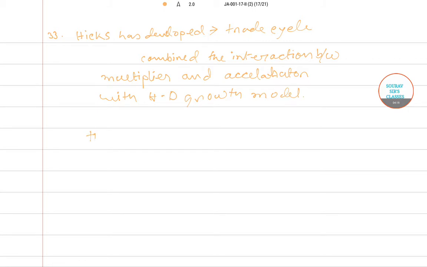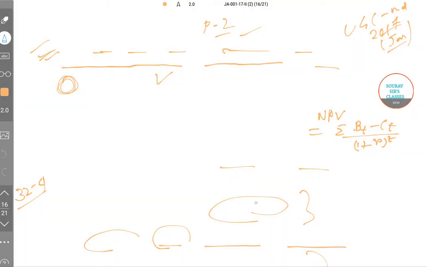So according to him, there must be a relationship between trade cycle theory and growth theory. In this theory Hicks uses the Keynesian concept of the saving investment relationship and the multiplier. It may be noted here that the accelerator interacts with the multiplier effect upon income and consumption. So by this logic we will conclude for question number 33.